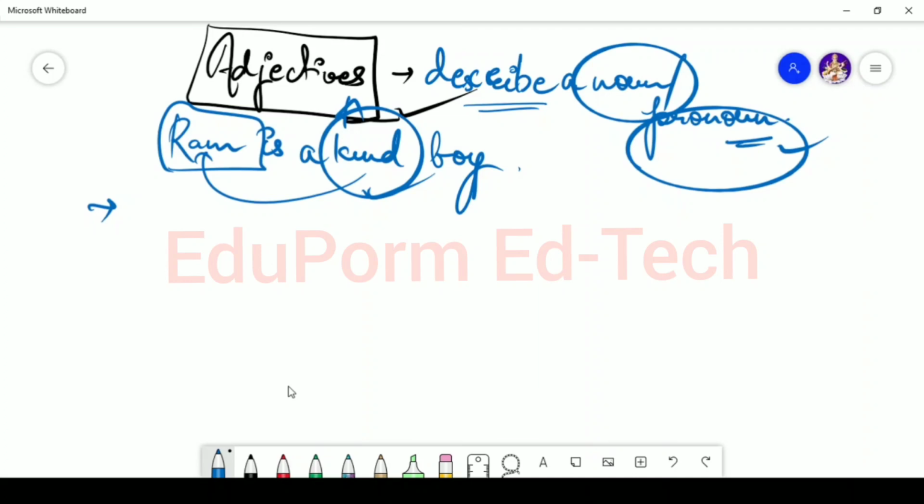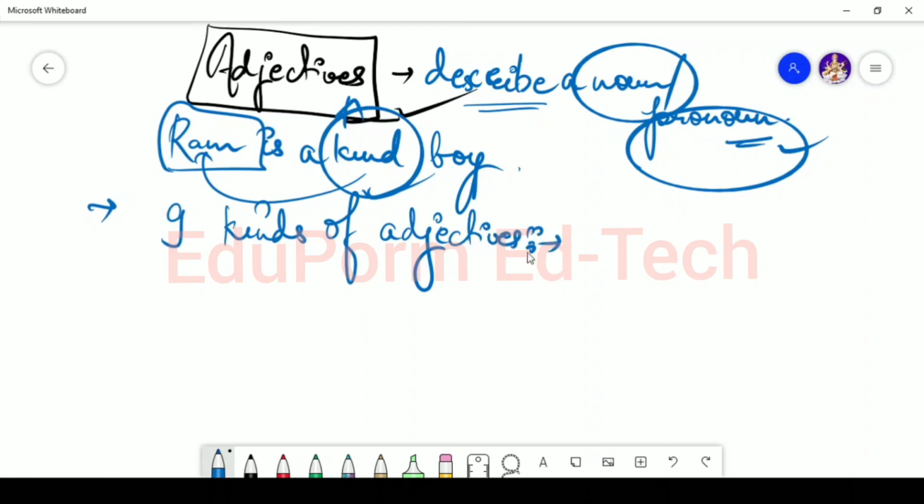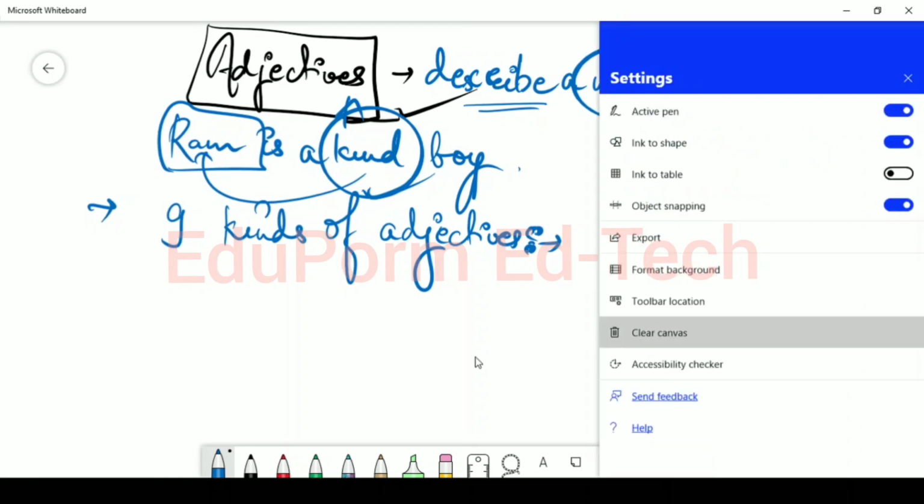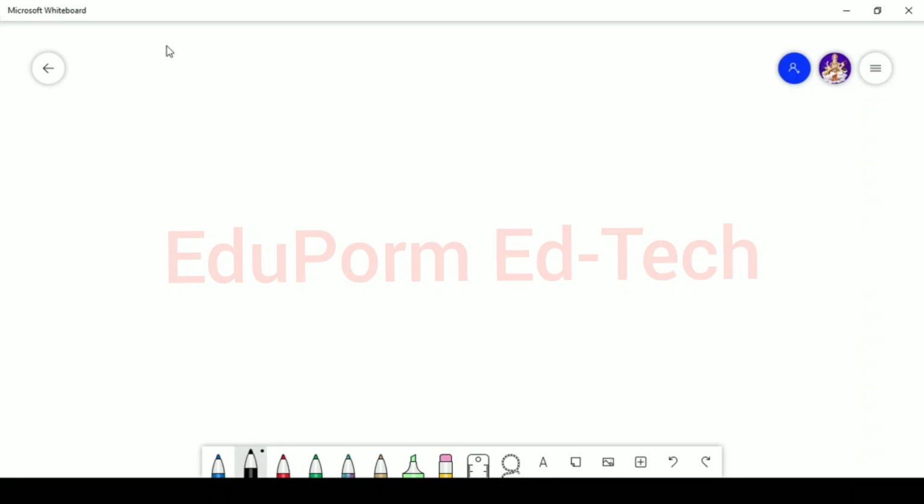Now, what are the different kinds of adjectives? Mainly you have to read about 9 kinds of adjectives. Now we're going to learn about them one by one. First of all, the first type of adjective is proper adjective.